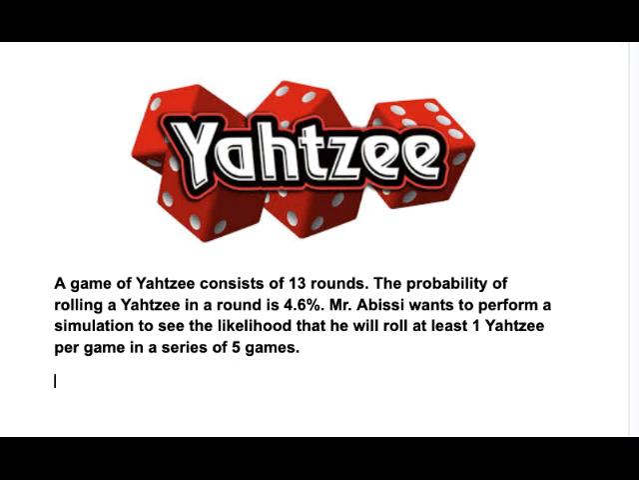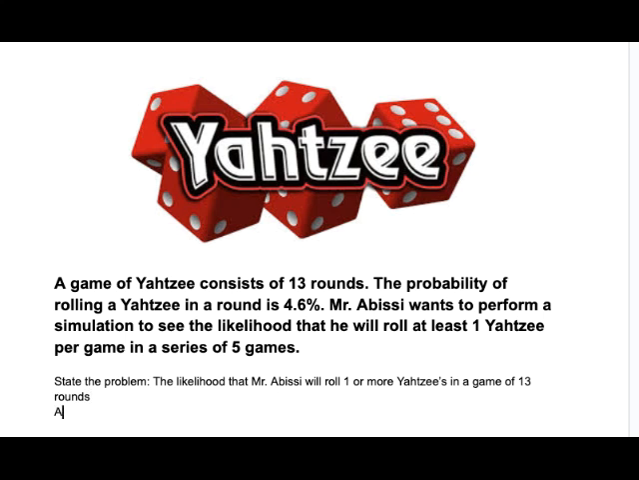Okay, now in order to successfully do the simulation, I need to go through multiple steps. First, I need to state the problem. The problem here is the likelihood that Mr. Abissi will roll one or more Yahtzees in a game of 13 rounds.